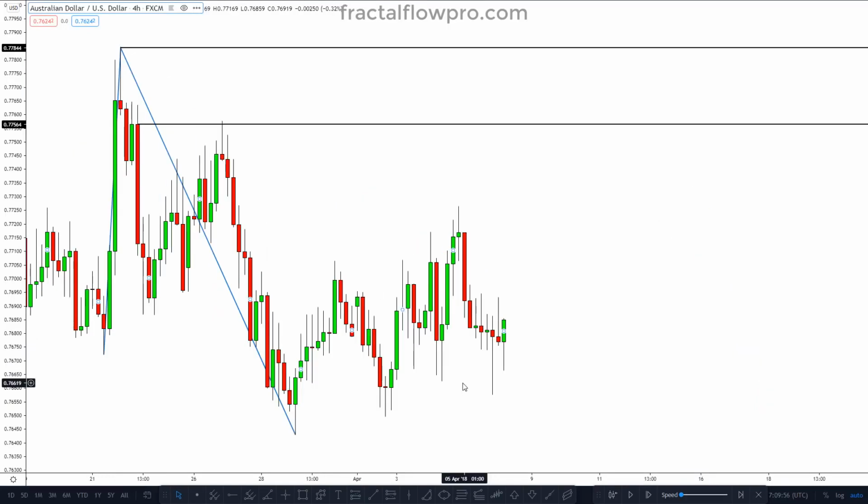Let's now look at one last example where a supply zone fails. At this point, you should be identifying the basic elements of a supply zone more quickly. We can see the two lows where the second is lower than the first, and we can see the upper boundary of the zone marked by the absolute high and the lower boundary of the zone highlighted by the increase in volatility to the downside after the absolute high.